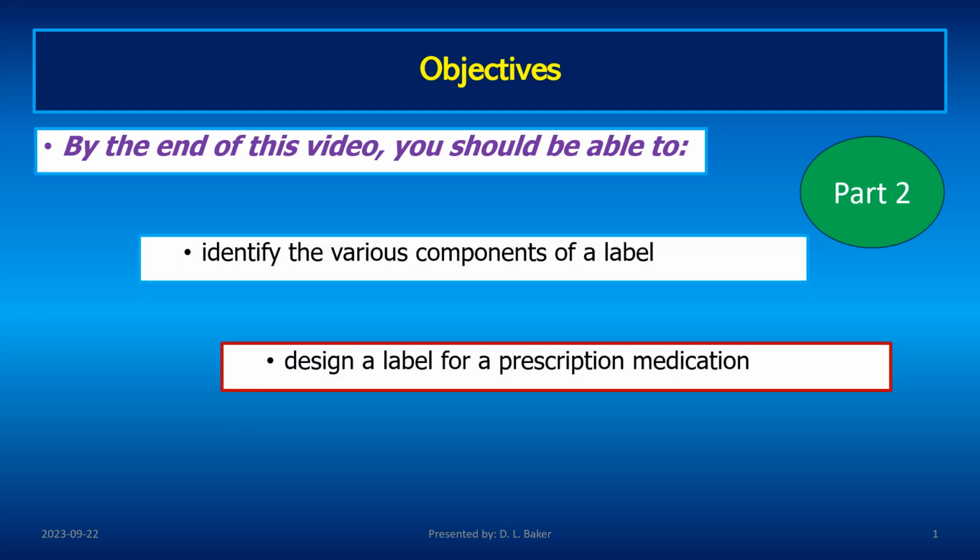We previously looked at the various components of a legally written prescription. Now, for the next few minutes, what we're going to be doing is to look at how to generate that prescription label, having received a prescription. What will be covered? You want to be able to identify the various components of a prescription label, and after that, you should be able to design the label for a prescription medication.